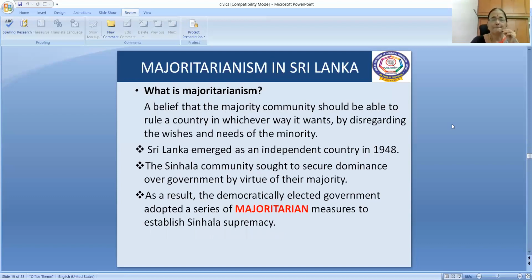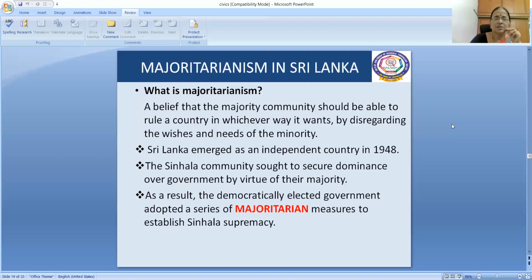Majoritarianism in Sri Lanka. What is majoritarianism? It is a belief that the majority community should be able to rule a country in whichever way it wants, by disregarding the wishes and needs of the minority. So in a country, if a community is majority, they cannot rule as they want. They have to take into consideration the minority people who live in the country. If the majority community is going to disregard the interest of minority, then it is majoritarianism.